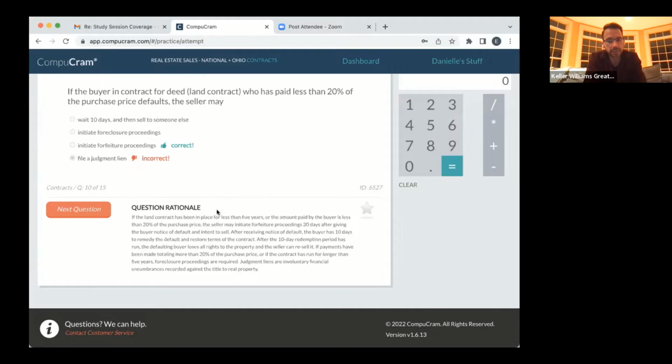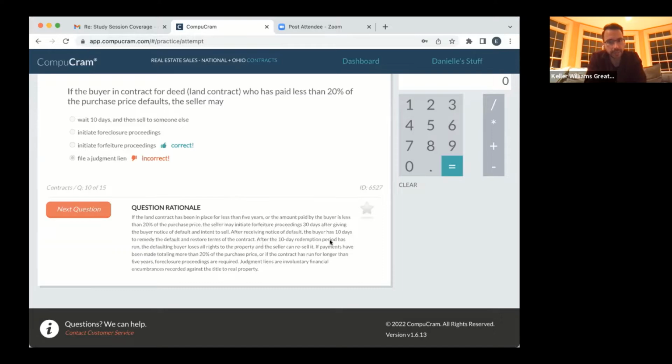you can initiate the foreclosure proceedings. The seller may initiate foreclosure proceedings 30 days after giving buyer written notice of default and the intent to sell. After receiving the notice of default, the buyer has 10 days to remedy the default and restore the terms of the contract.